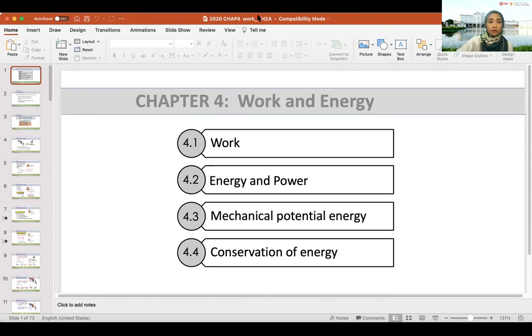Okay, so kita masuk chapter 4. Kita buat lead back je sebab tinggal berapa minit je pun.